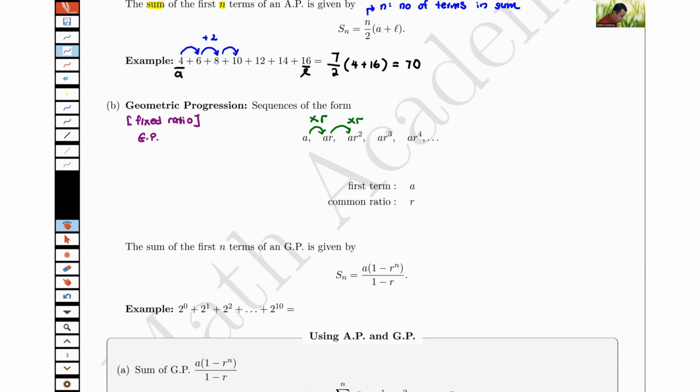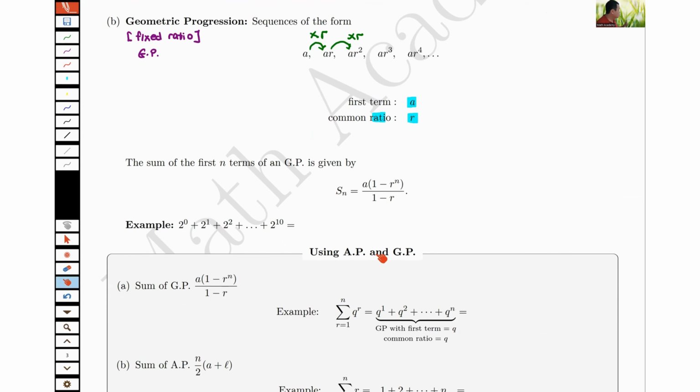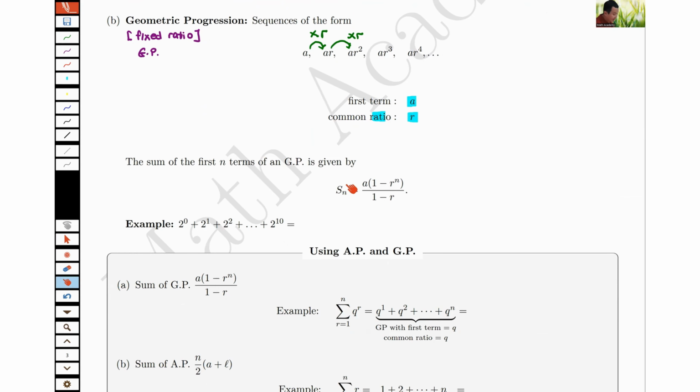For GP, you just need to know two alphabets. One is A, again the first term. R is your ratio. R stands for ratio. Also one formula. I need to know this Sn formula, the sum of n terms. It's given as A (1 minus Rn) over 1 minus R. I emphasize one more time, same as the AP, for GP this n is your number of terms in your sum.